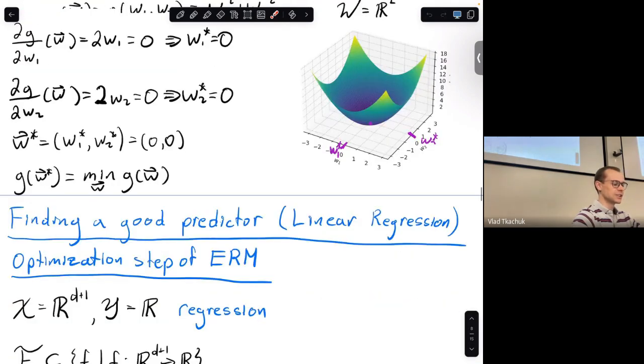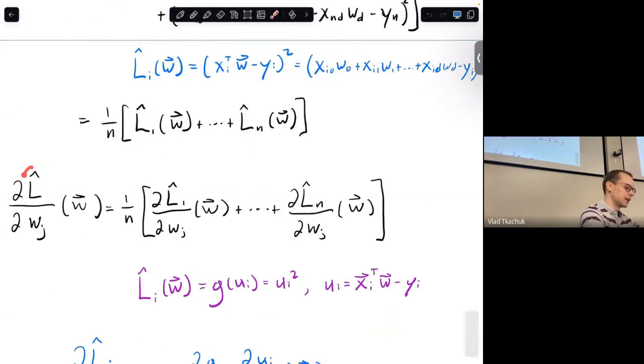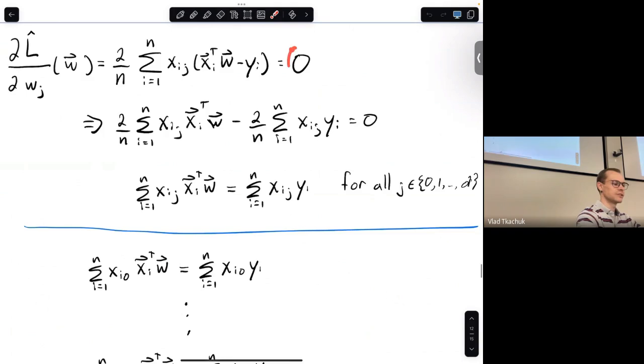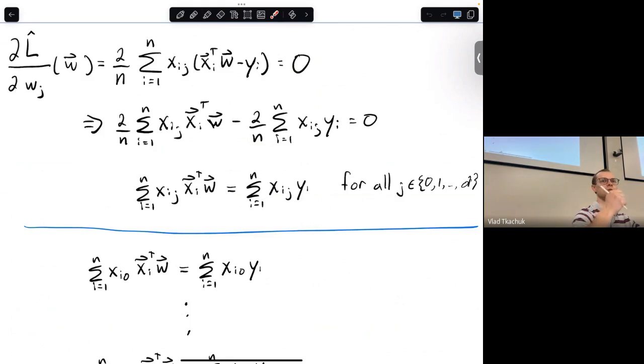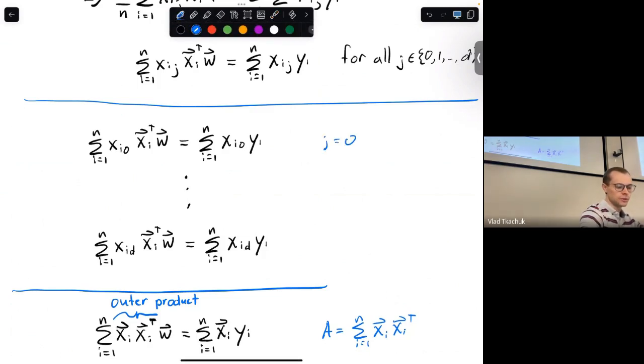And how did it look here? Well, now instead of g, we have L hat. We took its derivative with respect to wj, solved things, set it to 0, and rearranged. We got something like this, and this is the equation that needs to hold for every single j. So it needs to hold for j equals 0, 1, 2, 3, up to d. I explicitly wrote this out: this is the case when j was equal to 0, and then dot, dot, dot, up to j equals d.